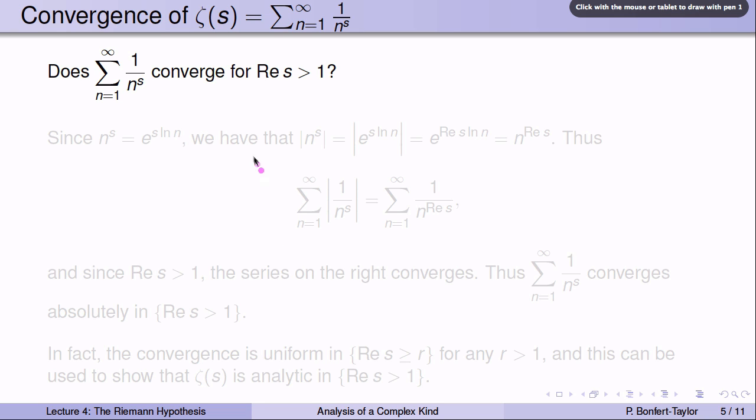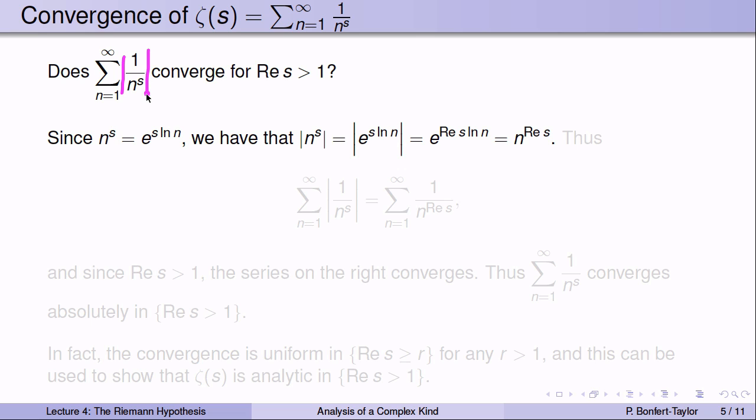So does this series still converge when real part of s is bigger than 1? Now we're plugging in complex values for s. Does the series still converge? Well, n to the s again is e to the s times natural log of n. Let's find out if this series converges absolutely. So if you put absolute values right there.